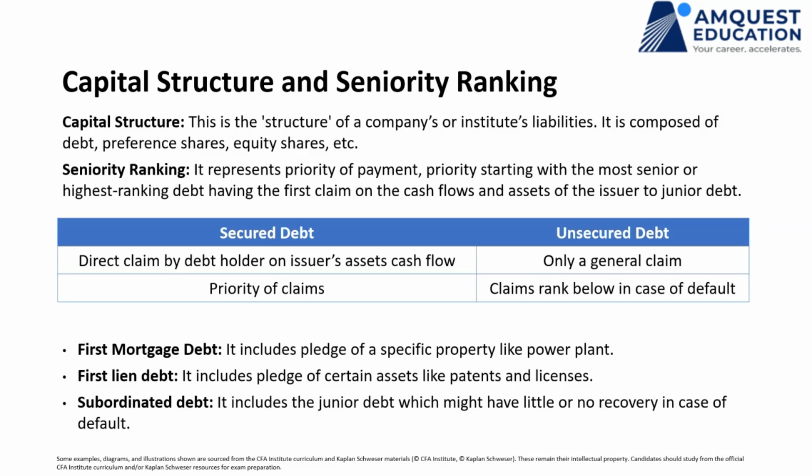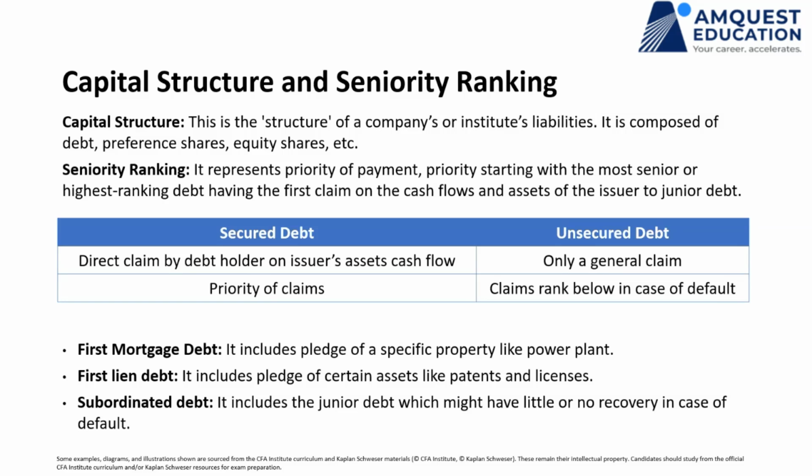First lien debt includes a pledge of certain assets like patents and licenses. What is a pledge? Pledge is basically the company giving you the asset so that in case I am unable to pay the loan, you can sell the asset and you can recover the money. So pledge is as good as telling the company that okay, the asset you can sell and recover the money if I am unable to repay.